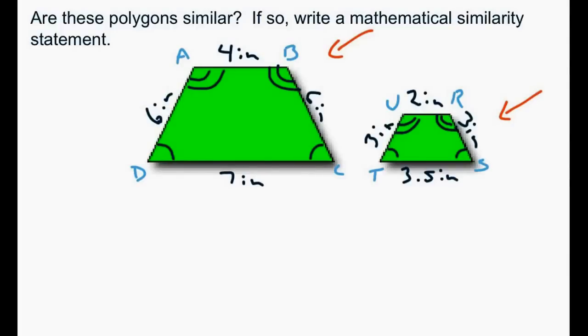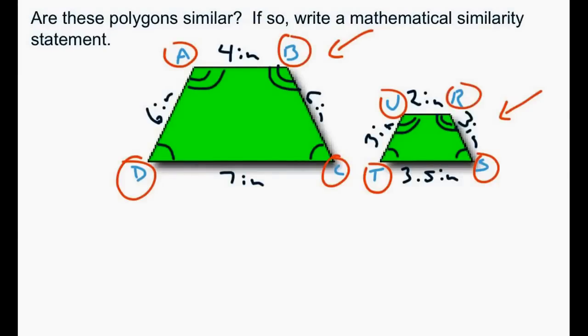Second, are the corresponding angles congruent? Well, it looks like D and T are corresponding. They both have 1 mark. C and S are corresponding. They both have 1 mark. Let's see. A and U are corresponding. They have the 2. And B and R are corresponding. They have 2. All right, so check for number 2 also. The corresponding angles are congruent. They have the same measure.